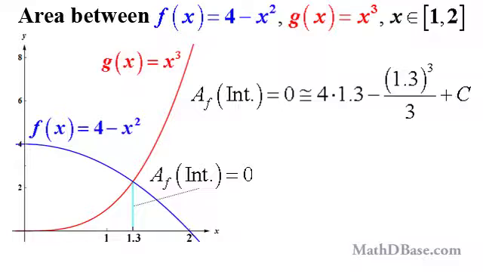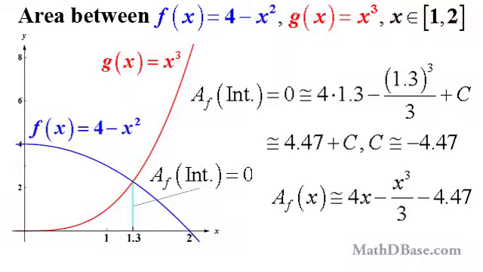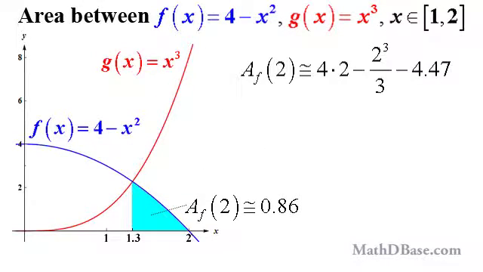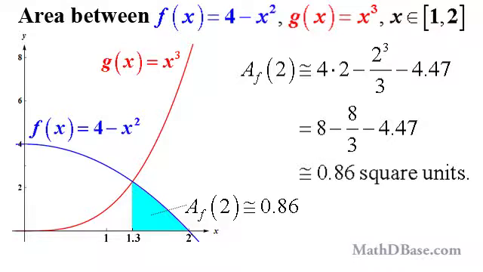The area between f and the x-axis at the intersection point is also 0, so the constant of integration for f's area function will have a value of about negative 4.47, and f's area function will then be 4x minus x cubed over 3 minus 4.47. From the point of intersection to x equals 2, the area between the graph of f and the x-axis is approximately 8 minus 2 cubed over 3 minus 4.47, or 8 minus 8 over 3 minus 4.47, which comes to about 0.86 square units.